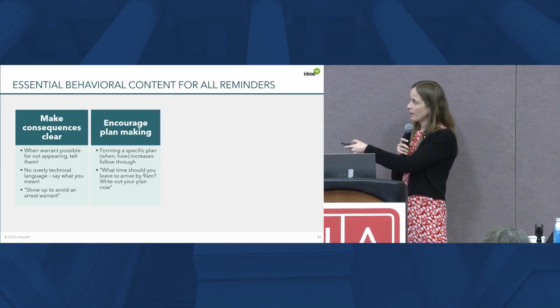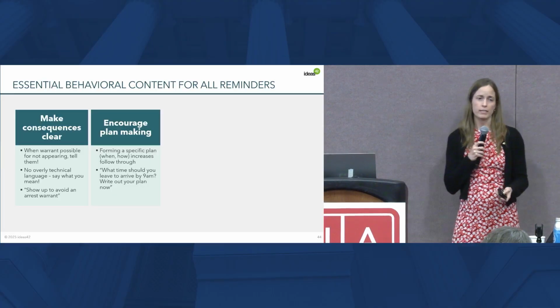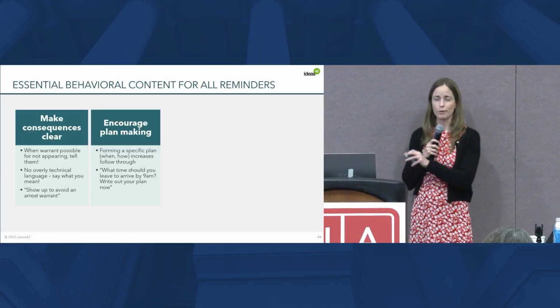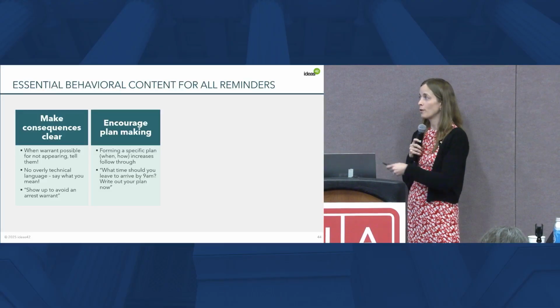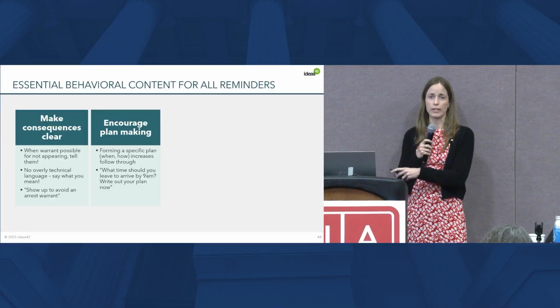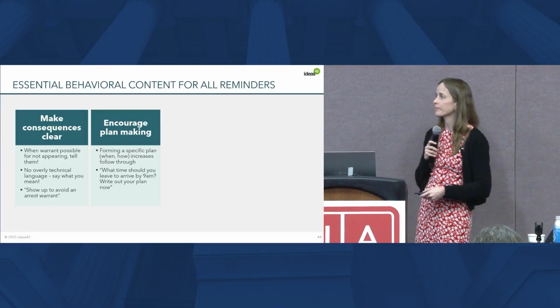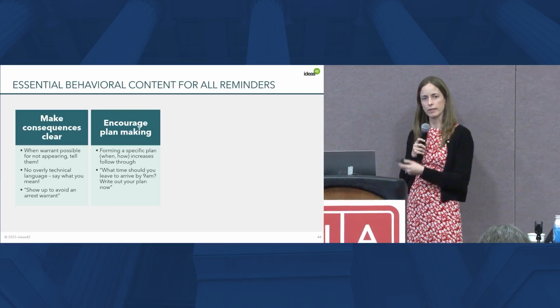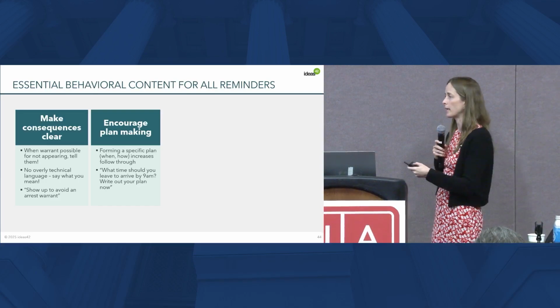Next, you can encourage people to make a plan to get to court. And we've actually tested this and rigorously evaluated it, and this combination of consequences and plan making was the most effective combination that we tested. That helps people think concretely, right, about what barriers they're facing, what they need to do logistically to make it happen.